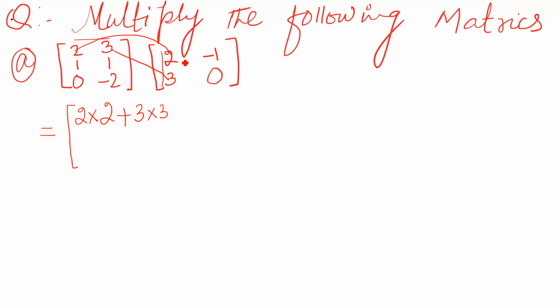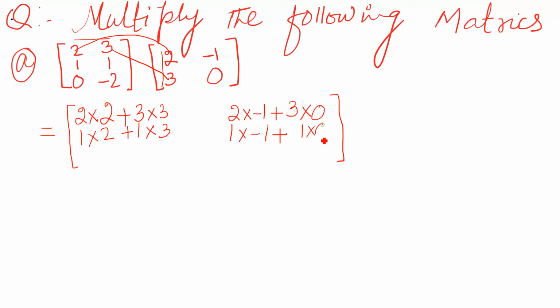Then 3 multiplied by 3, right? This operation is finished. Now we will move on to the second column, same row with the second column, but we will write it here. 2 multiplied by -1 plus 3 multiplied by 0, right? Now the second row with the first column, then the second row with the second column. So 1 multiplied by 2 plus 1 multiplied by 3. Here 1 multiplied by -1, always use the positive sign, right? 1 multiplied by 0. Now this row, first we will multiply with this column, then the same row with the second column. So 0 multiplied by 2, positive, and then this is -2, so we will write down -2 multiplied by 3, and then 0 multiplied by -1 plus -2 multiplied by 0.